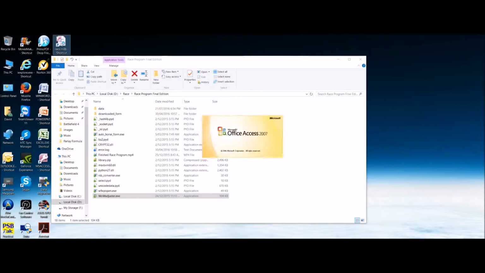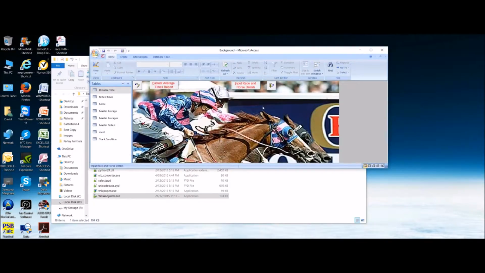I built it in Microsoft Access. Now, they're pictures that I borrowed. I think that was nearly a dead heat in the Melbourne Cup or the Caulfield Cup, I think. But anyway, I digress.